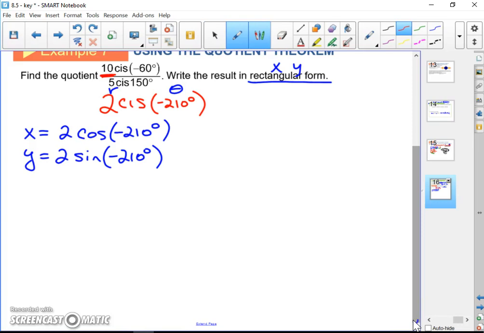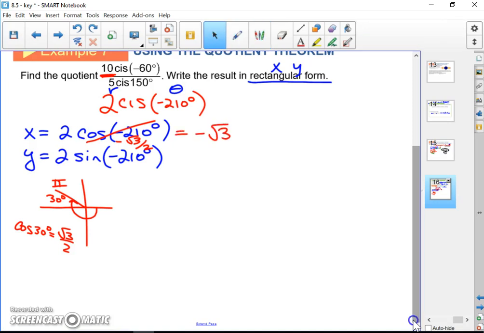So let's look at 210 degrees, or negative 210 degrees. Negative 210 takes us past negative 180 into the second quadrant. It's a 30-degree reference in the second quadrant. So when you do cosine negative 210, it's kind of like you're doing cosine 30. Cosine 30 is square root of 3 over 2. But think about where we are. In the second quadrant, cosine is going to be negative. So cosine negative 210 is negative square root of 3 over 2. We're taking this 2 times negative square root of 3 over 2, and that's a negative square root of 3.